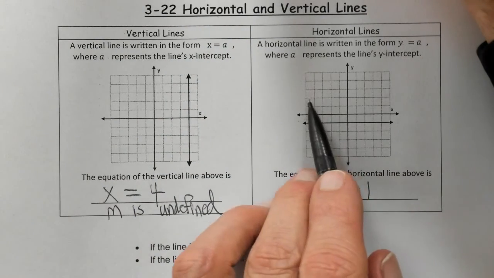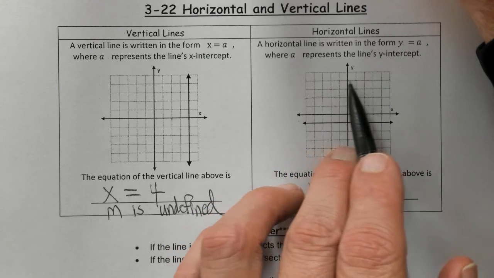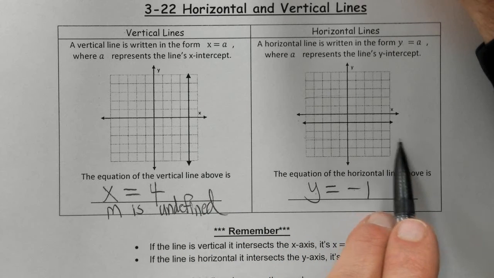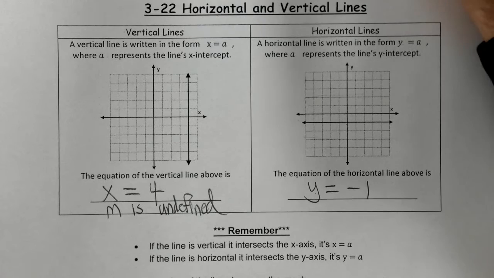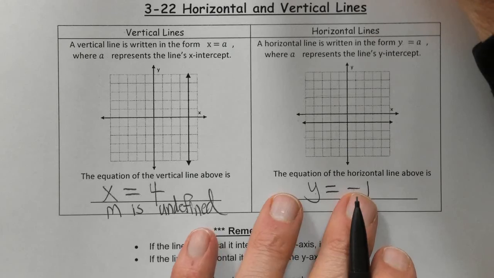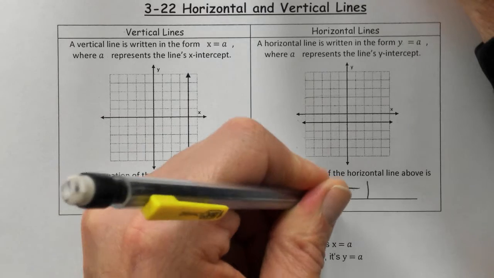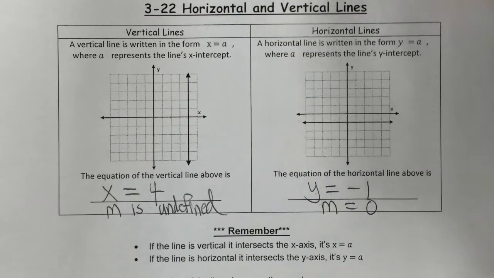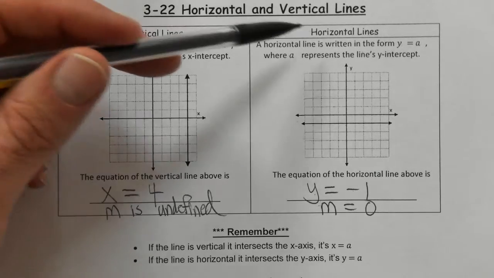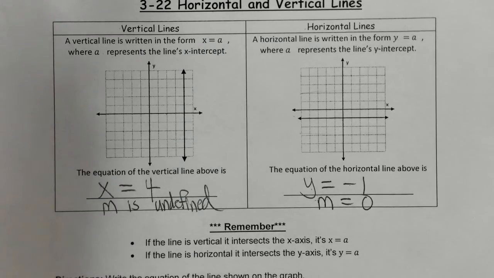If it had crossed here, the equation would be y equals 2. If it crossed here, it would be y equals 4. If it crossed down here, it would be y equals negative 3, and so on. So again, horizontal lines have the form y equals wherever it crosses the y-axis. Now remember, the slope of a horizontal line is going to be 0. So the slope of a horizontal line equals 0. So these are the main characteristics that we need to remember about vertical lines and horizontal lines that will help us to answer the questions that follow.